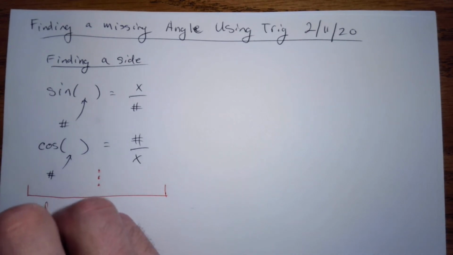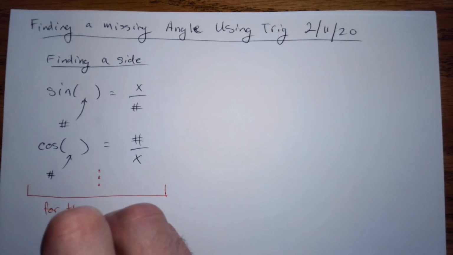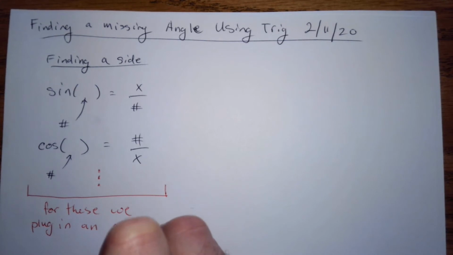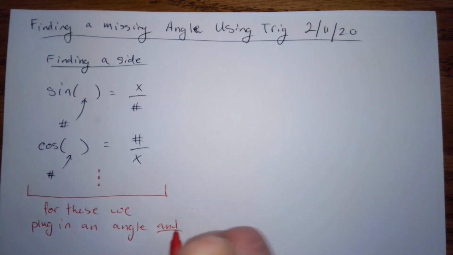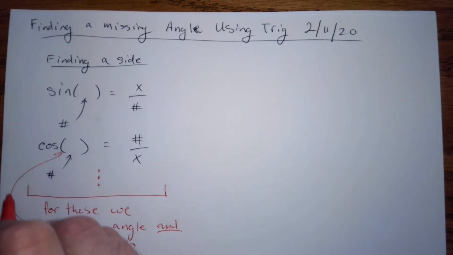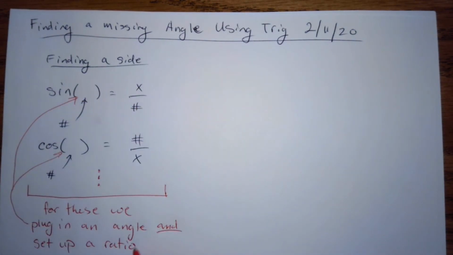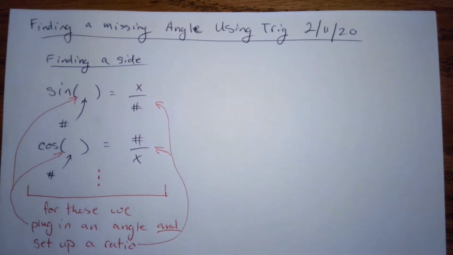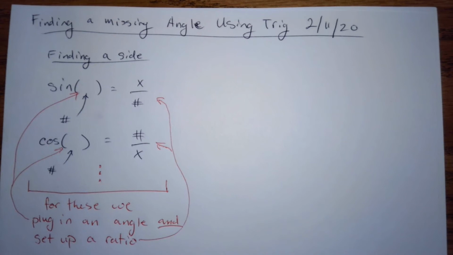So for these, we plug in an angle and set up a ratio. So we plug in an angle to there, and the ratio that we set up is that and that, and then we solve. That's what we were doing yesterday when we were finding a side length.